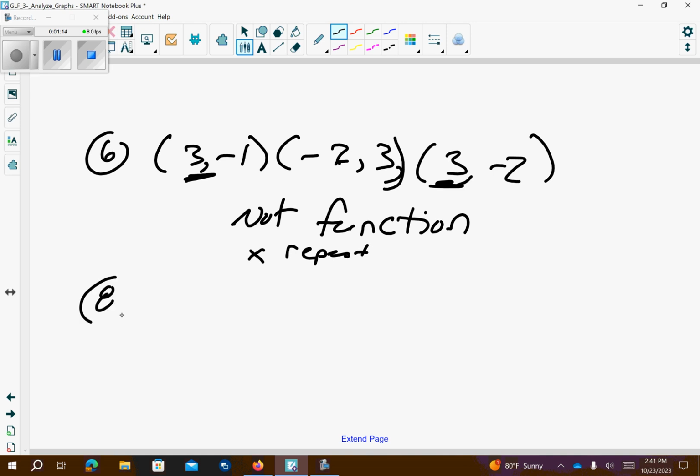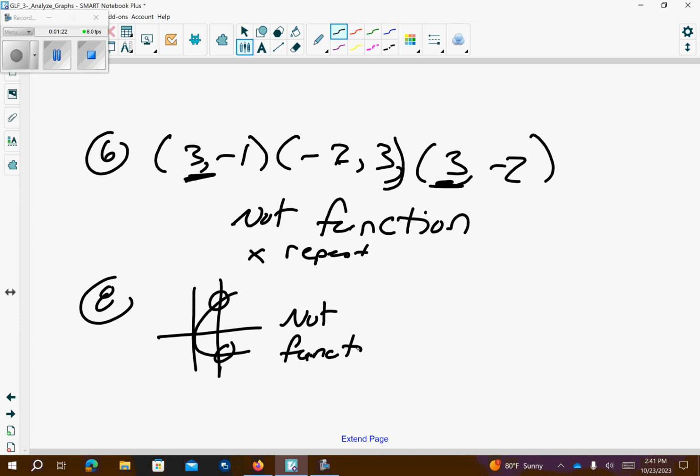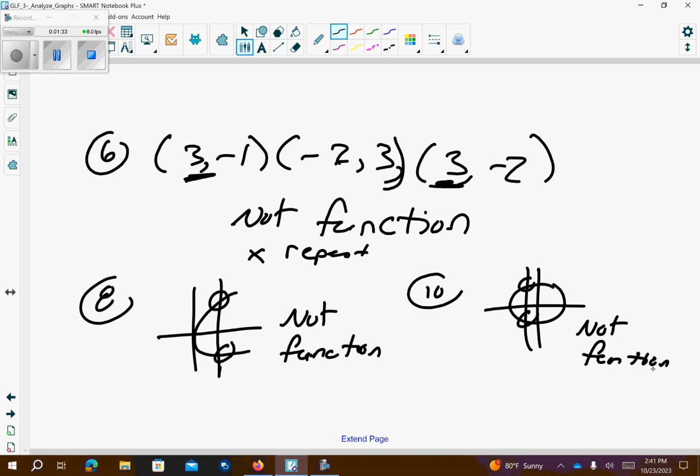Then number 8, all we have to do on this one is the vertical line test. The vertical line crosses more than once, so it's not a function. Again, it's a relation, it's just not a function. Number 10, you have a circle. A vertical line goes right through it, hits it twice. Not a function because it did not pass the vertical line test.